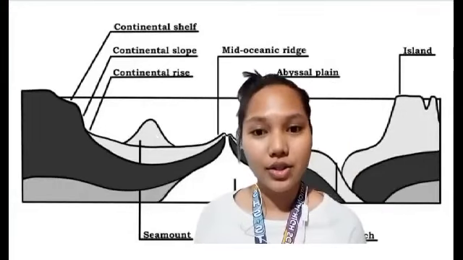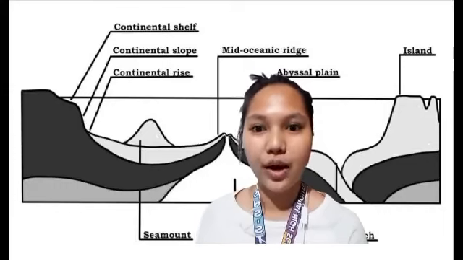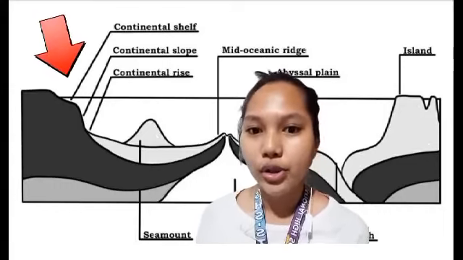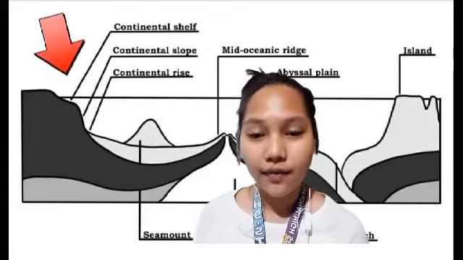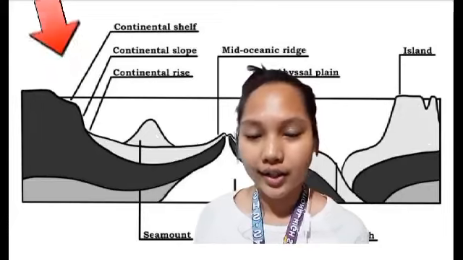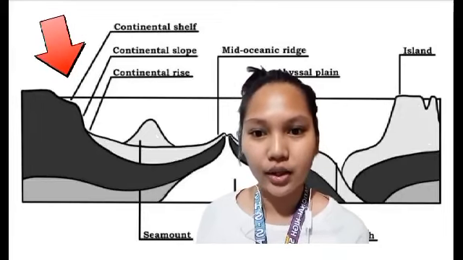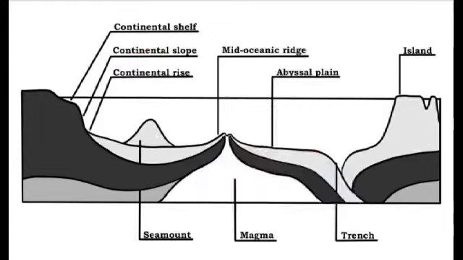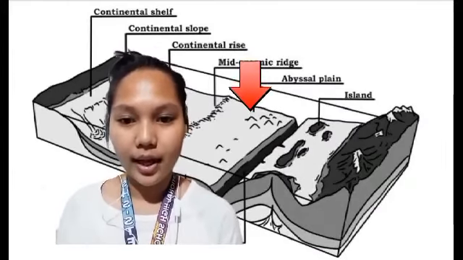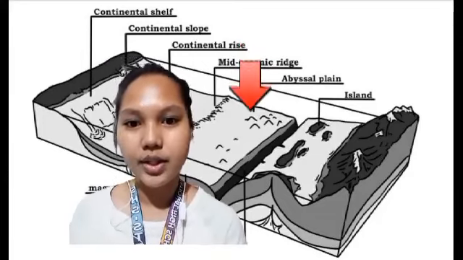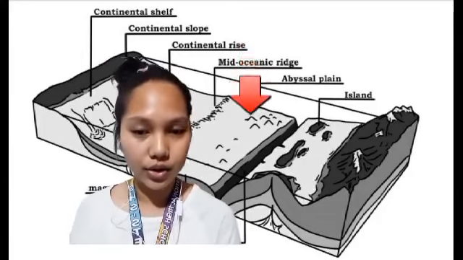Now, let's talk about the different features found within the ocean basins. The continental shelf, slope, and rise are all found along the edge of the continent and are characterized by their shallow waters and rich marine life. The seamount is an underwater mountain. The abyssal plain is the flattest part of the ocean, is found at the bottom of the ocean, and is characterized by its dark waters.